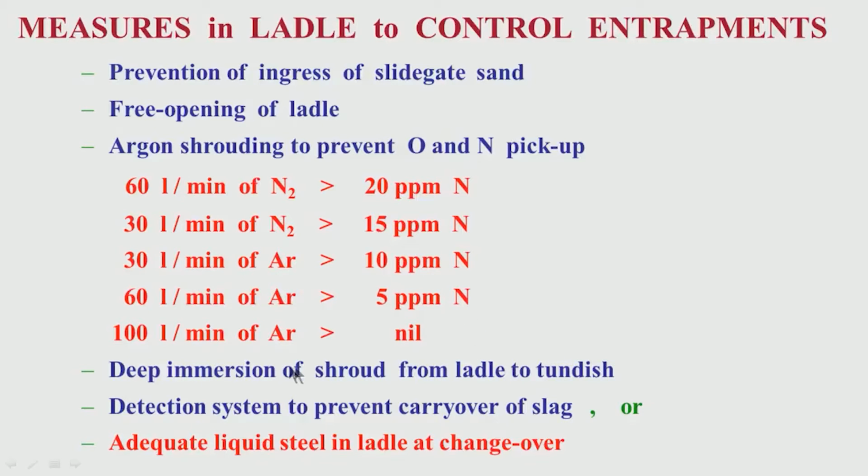Another important requirement is a deep immersion of shroud from ladle to tun dish. This helps again to control the pickup of oxygen and nitrogen from air. It has to be immersed quite deep into the tun dish in liquid steel. Then there has to be a detection system to prevent carryover of slag.